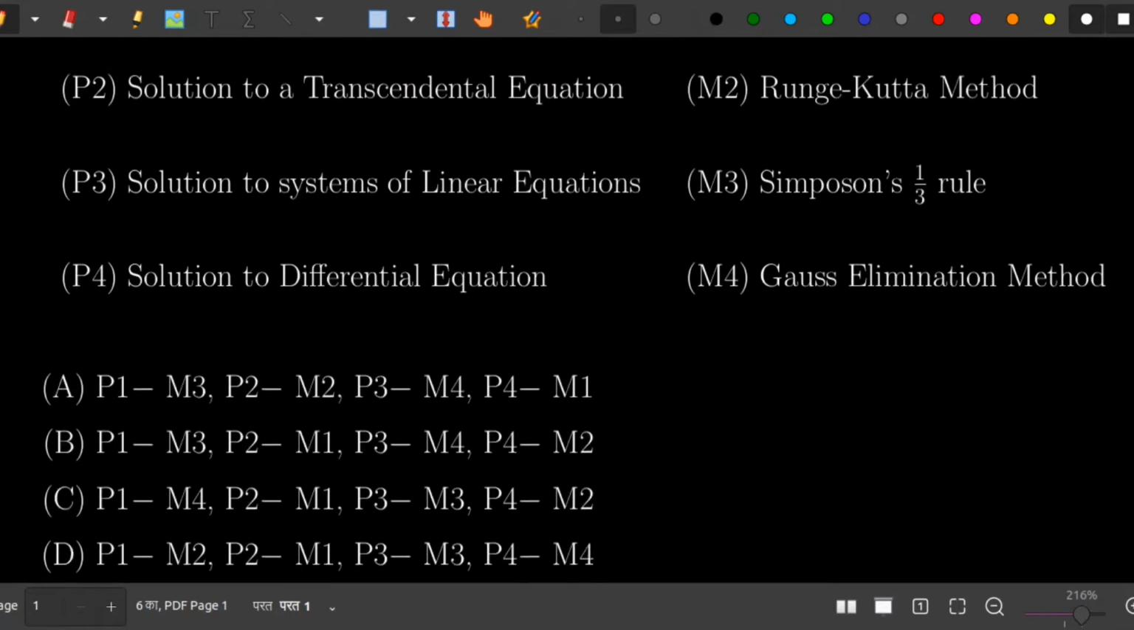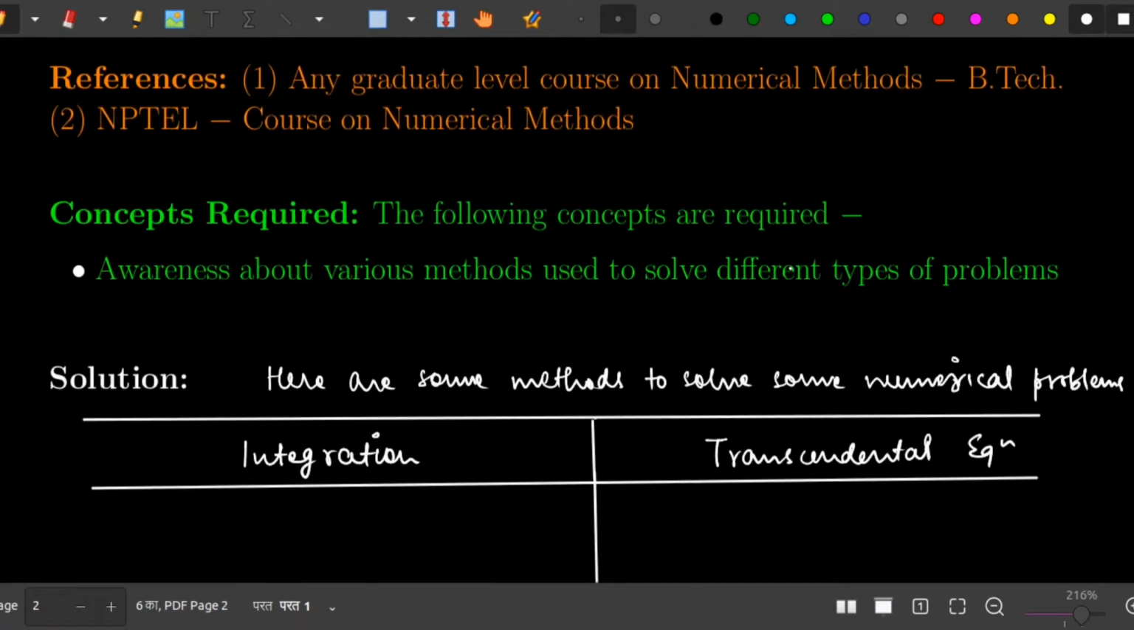So to solve this question, the reference would be any graduate level course on numerical methods, which is studied in a particular course in BTech in second or third year of mathematics, and the other source can be any NPTEL videos on the course on numerical methods. Okay, these two will serve as a reference to this particular solution.